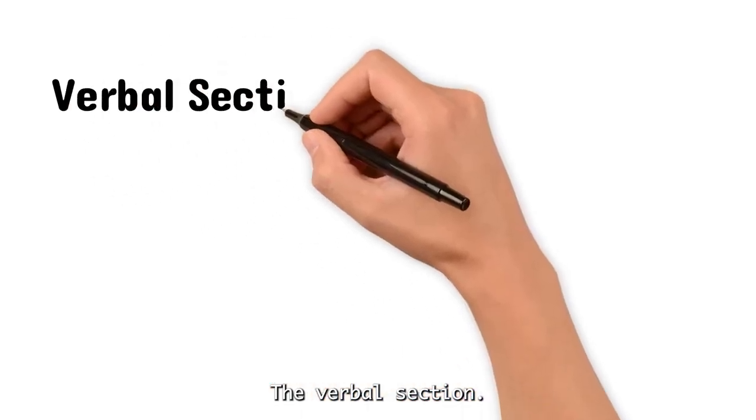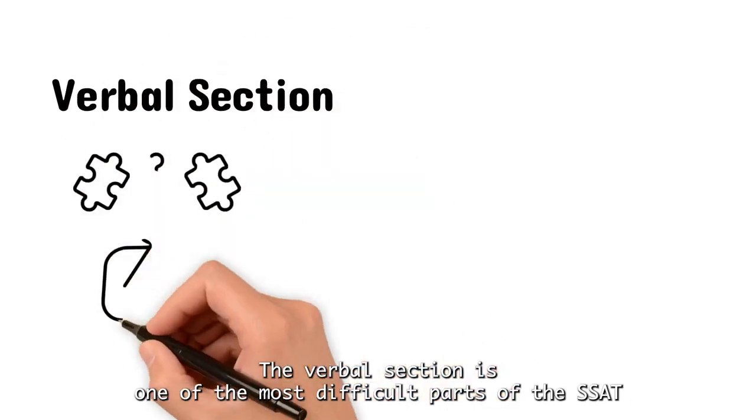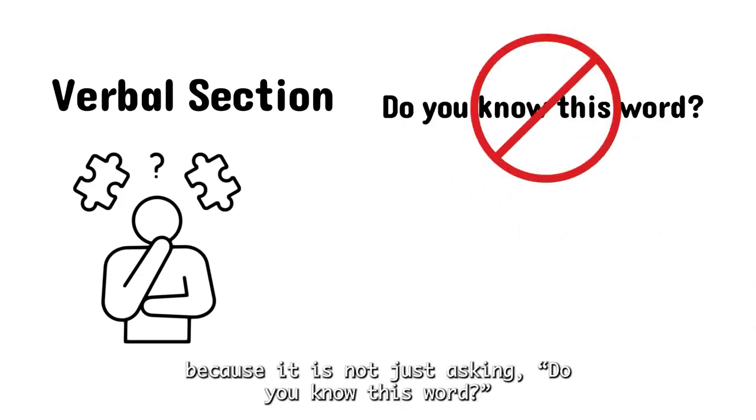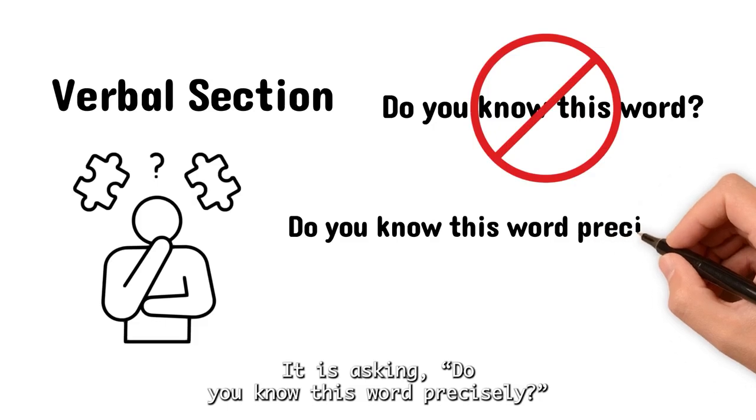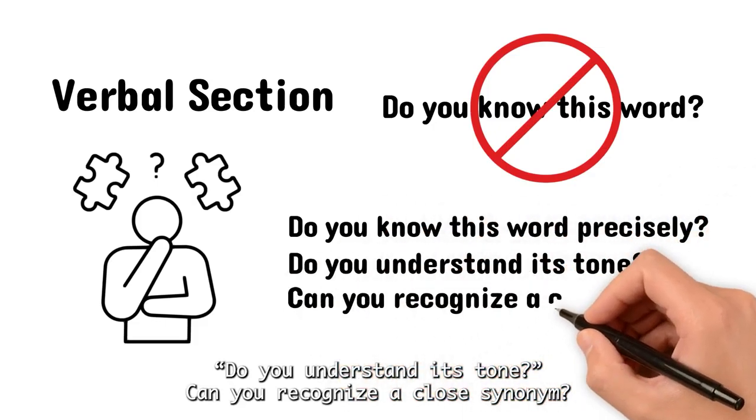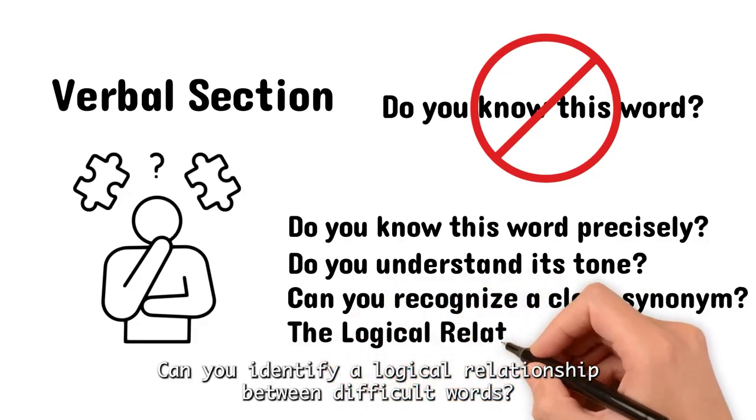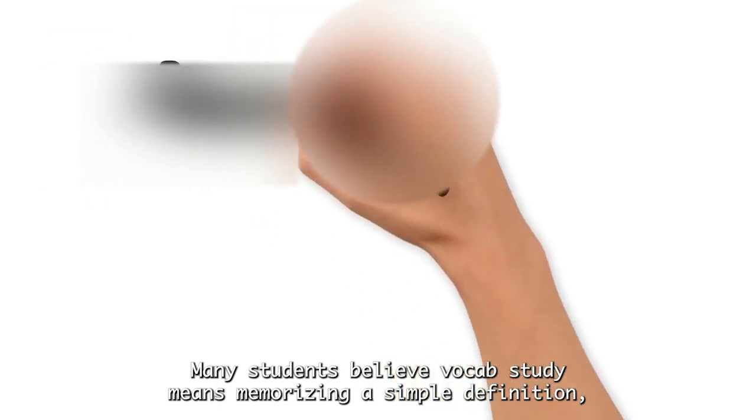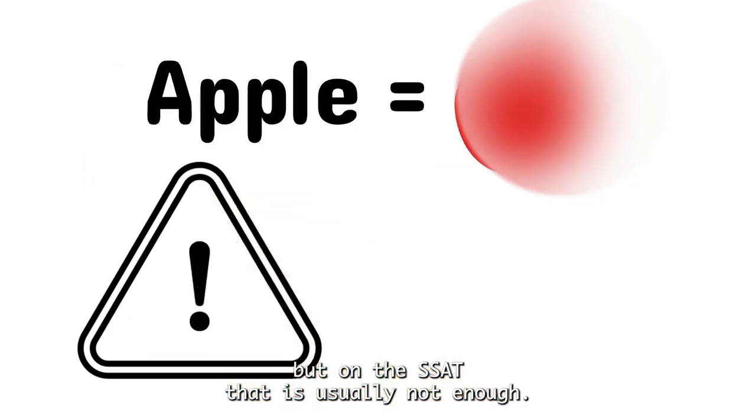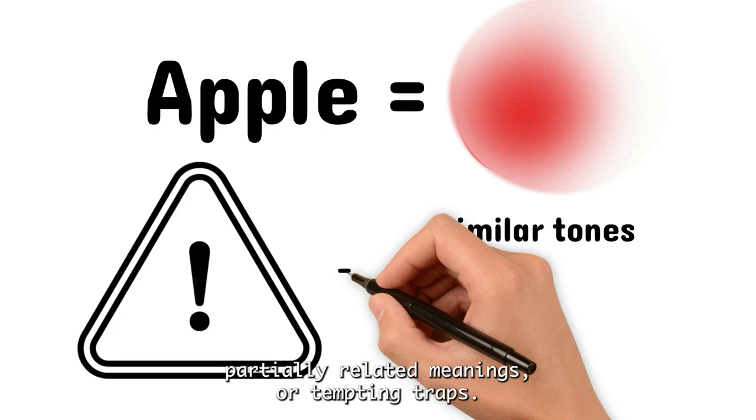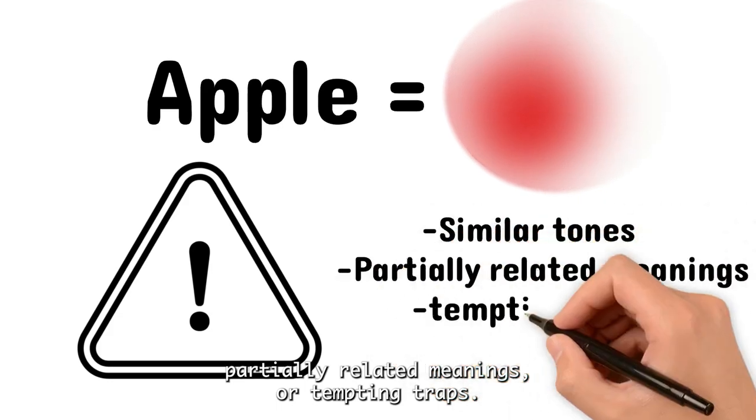The verbal section. The verbal section is one of the most difficult parts of the SSAT because it is not just asking, do you know this word? It is asking, do you know this word precisely? Do you understand its tone? Can you recognize a close synonym? Can you identify a logical relationship between difficult words? Many students believe vocab study means memorizing a simple definition. But on the SSAT, that is usually not enough. The answer choices often include words with similar tones, partially related meanings, or tempting traps.